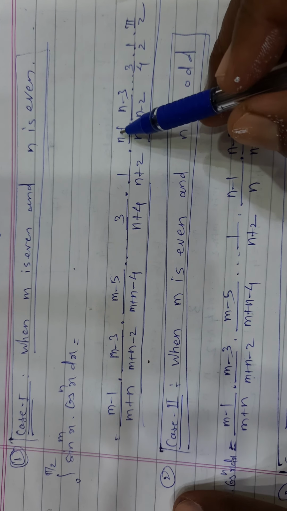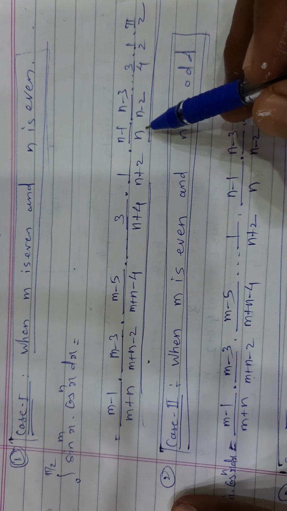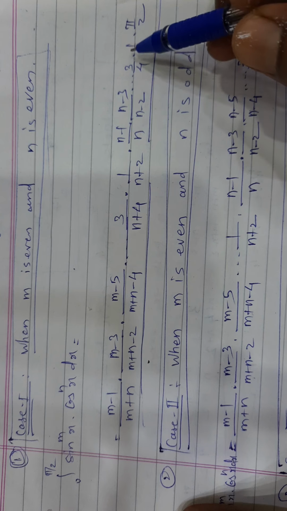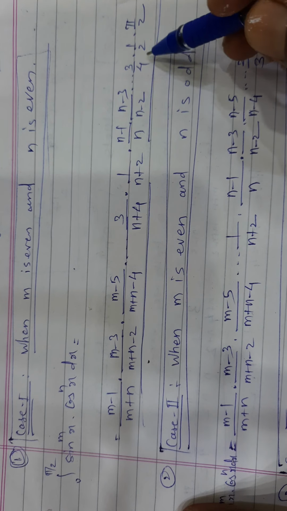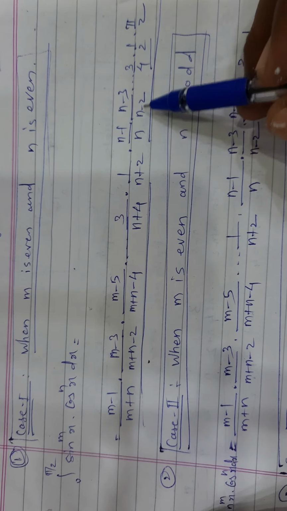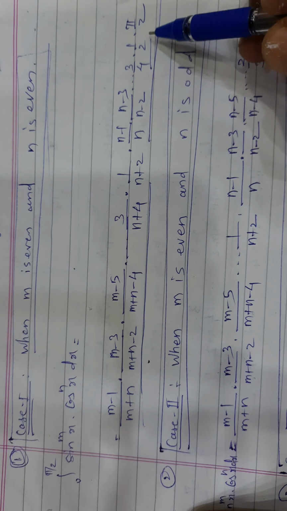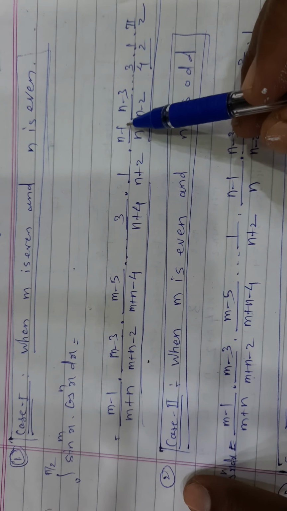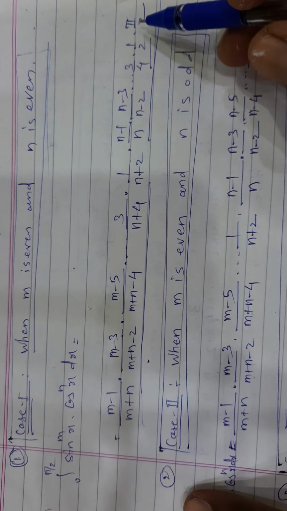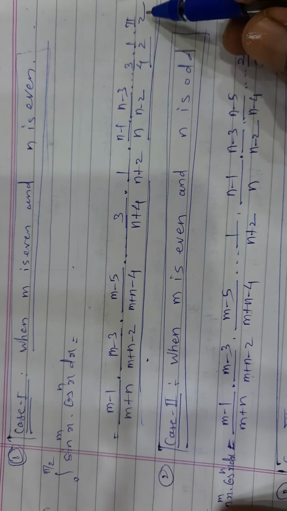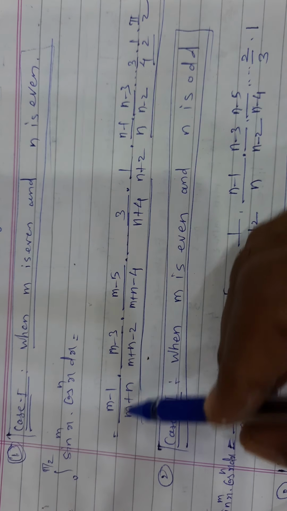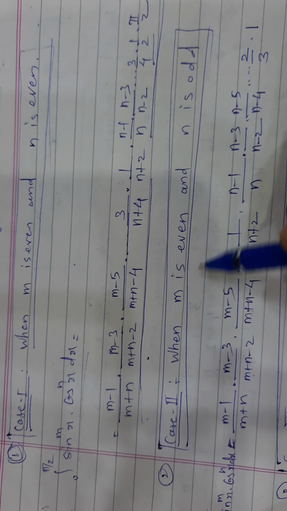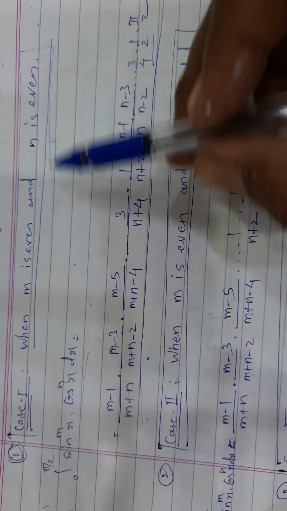n at the denominator, and n minus 1 upon n minus 2, n minus 3 upon n minus 4 up to 3 by 4, 1 by 2. Finally we get this: n, n minus 2, n minus 4, n minus 6, subtracting 2 each time, and at the numerator n minus 1, n minus 3 and n minus 5, and finally we get 3 by 4, 1 by 2 and pi by 2. This gives the integral. Case 1: m is even, and that is for m and n both even.